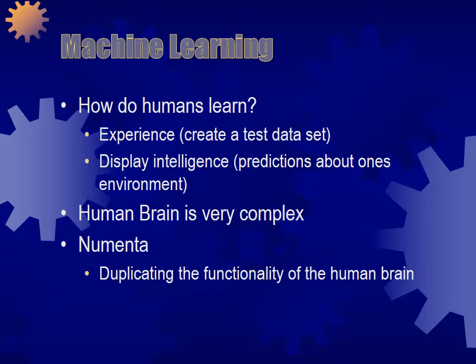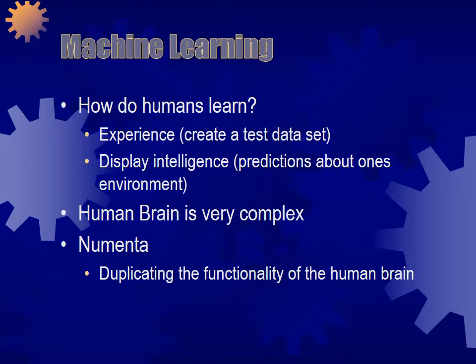Let's talk for just a little bit about machine learning, which the naive Bayes is so useful in. First, let's see, how do humans learn? Humans learn through experience, through seeing, touching, feeling, hearing, just basically experiencing the world. Through this, we create our own test data set. From that test data set, we are able to make predictions about our environment. When you can make predictions about your environment, you're displaying a level of intelligence.